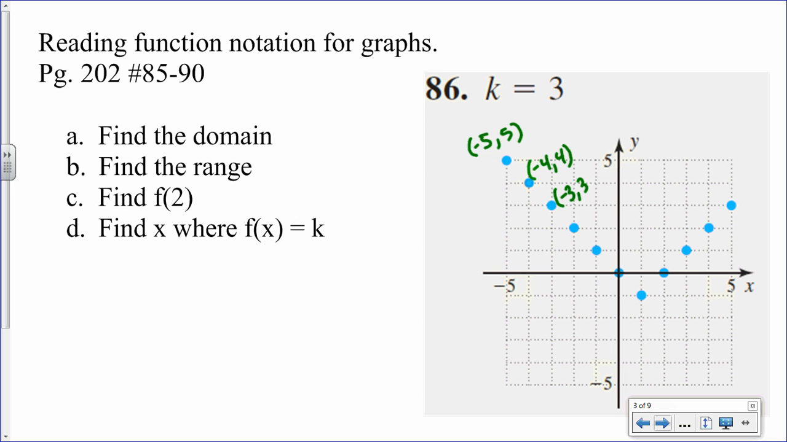Negative 3, 3. Negative 2, 2. Negative 1, 1. 0, 0. 1, negative 1 here. And then I'm at 2, 0. This is 3, 1. This one is 4, 2. And 5, 3. Okay?